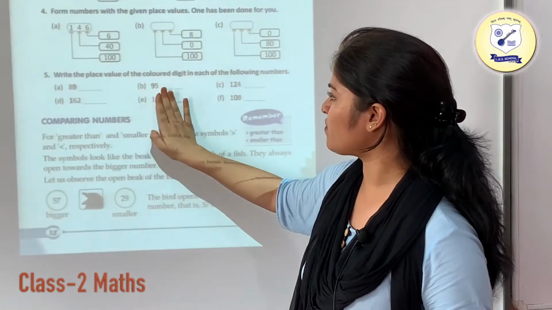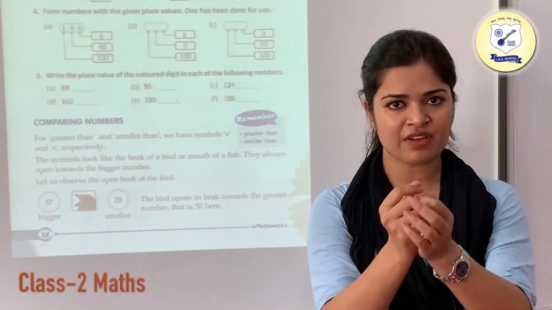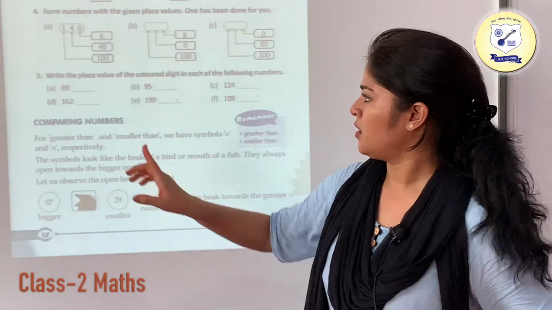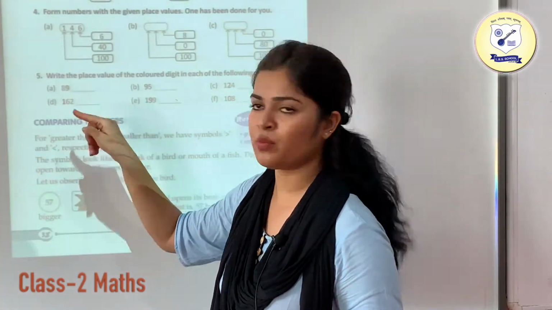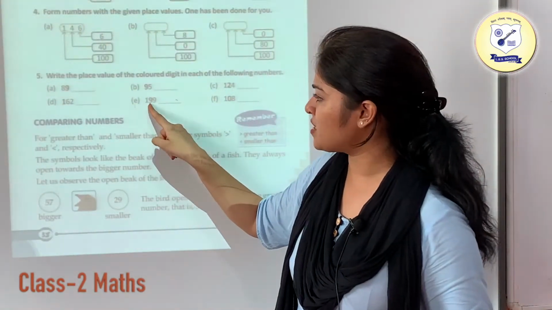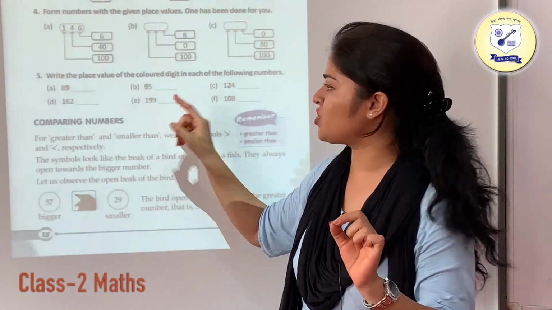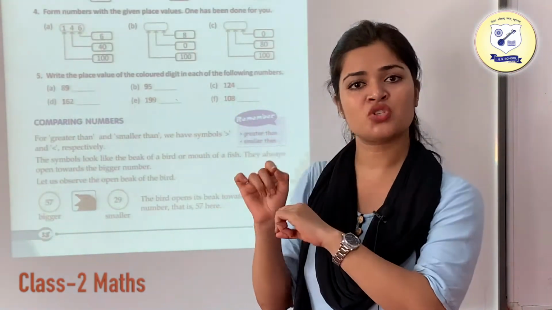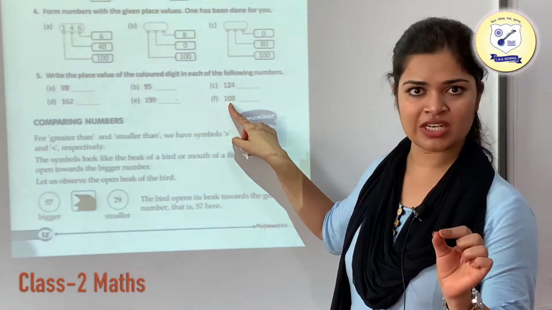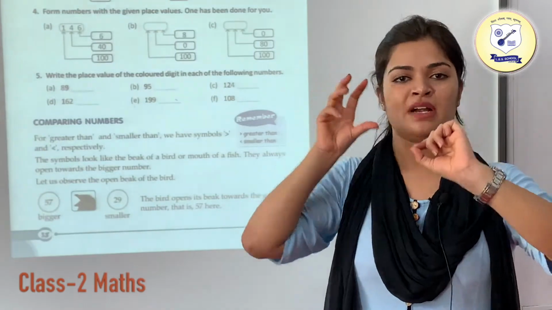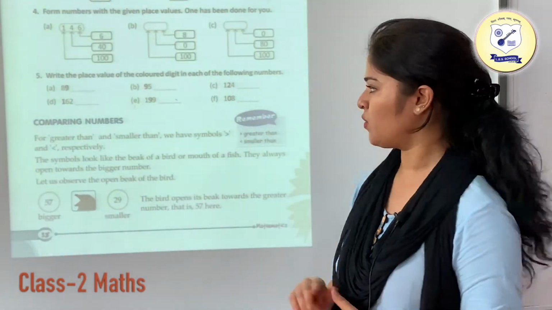Write the place values of the colored digit in each of the following numbers. What you should do is, you just need to write the place value of the colored digits. Like in this, the 9 is colored, so this is written at ones place, so the place value of this is going to be 9. Similarly, in this, you can see that the 9 is colored, which is written on the second place, which is at tens place, so the place value of this is going to be 90. Similarly, we are having 0 which is colored, which is written at tens place, but since it is 0, we are just going to put 0 as the place value of this digit. Okay.